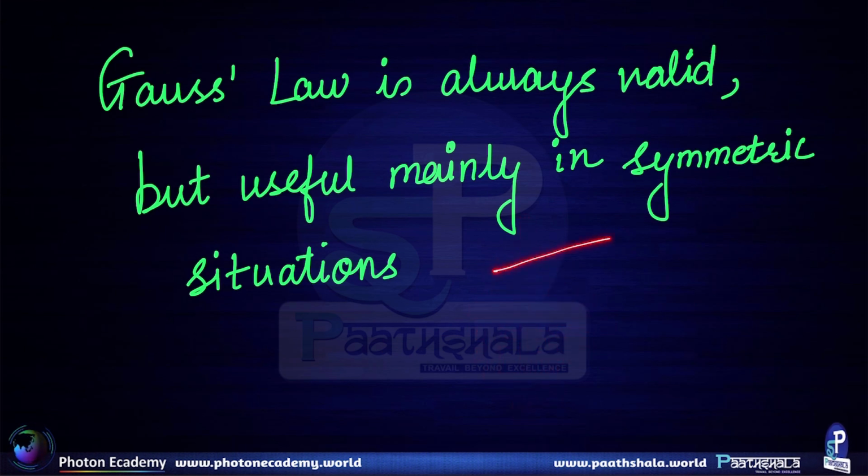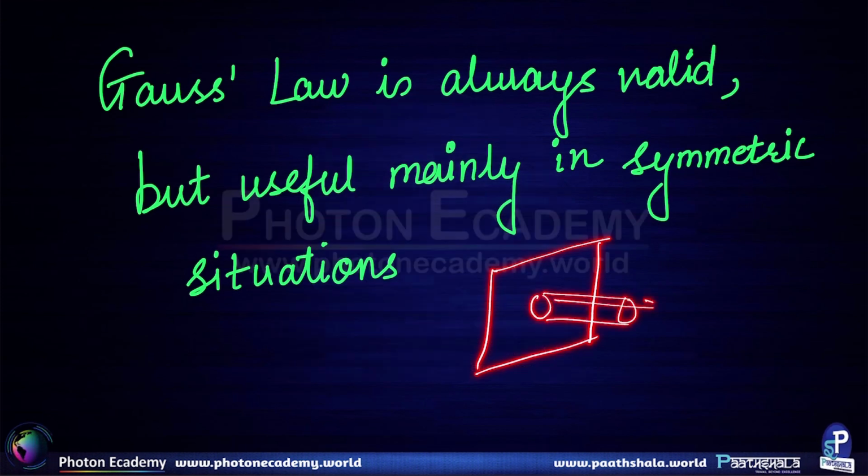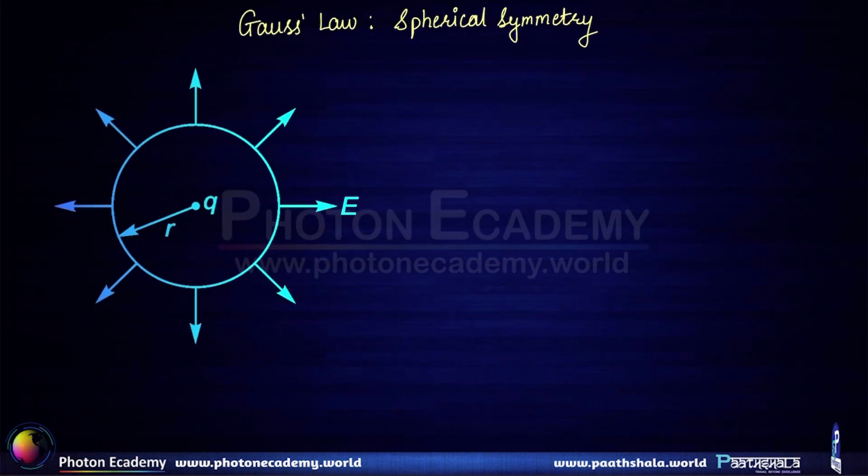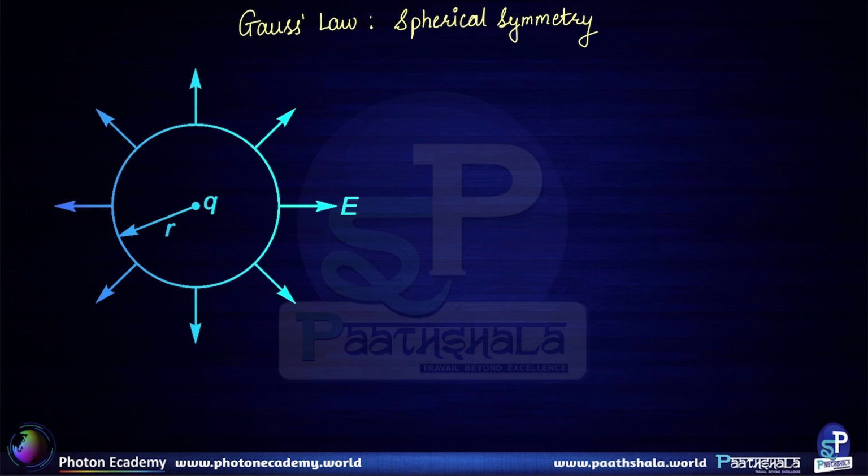Another situation can be of planar symmetry, wherein we have an infinite plane of charge and the electric field created by this infinite plane of charge is symmetric in a planar sense. And hence these are the three main types of symmetries that we deal with: spherical, cylindrical and planar. Let us look at the application of Gauss's law in the case of spherical symmetry.